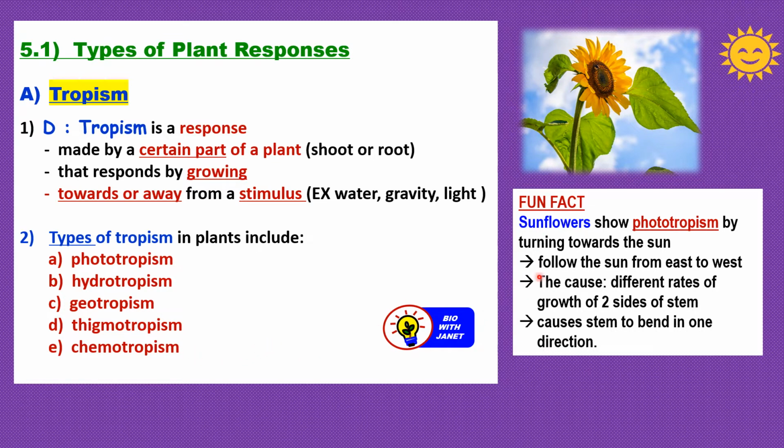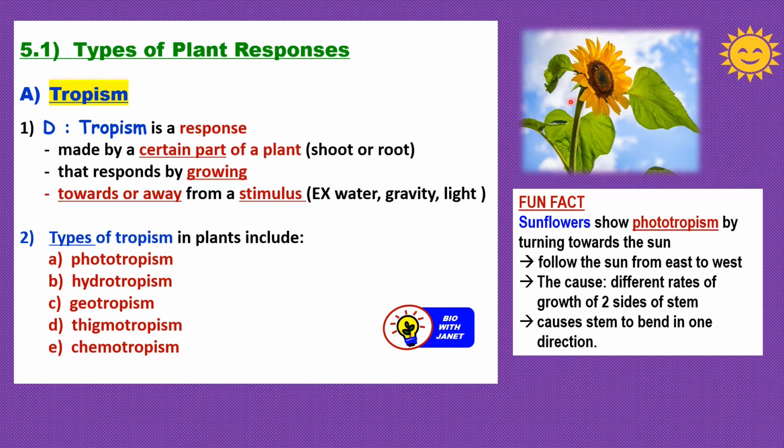All right. Now, a fun fact: we know that the flowers of the sunflower always follow the sun from east to west, especially the young sunflower plant. The flower will always face the sun. Actually, this is a type of phototropism, because firstly the stimulus is light. Secondly, it's a type of tropism. It involves growth.